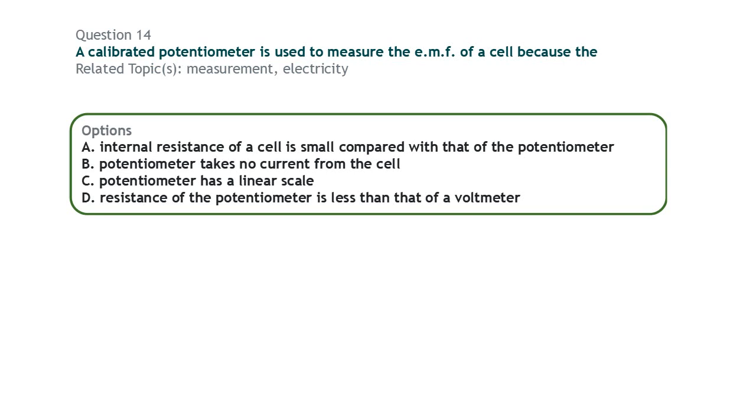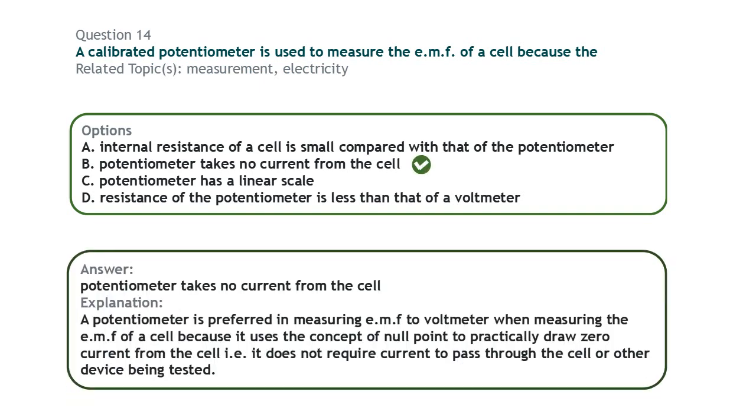Next on measurement, a calibrated potentiometer is used to measure the EMF of a cell because the potentiometer is preferred for measurement because it draws zero current from the cell. It takes no current from the cell.